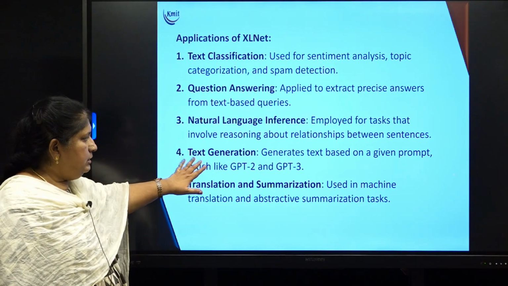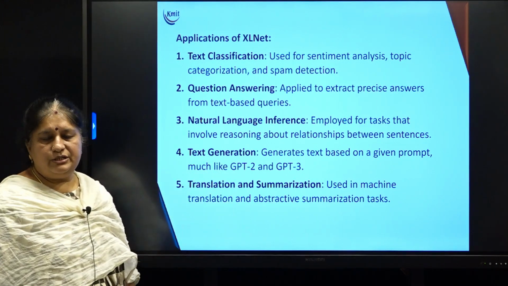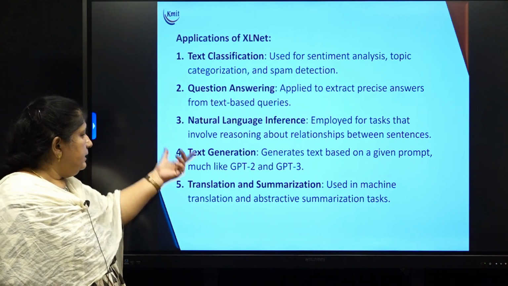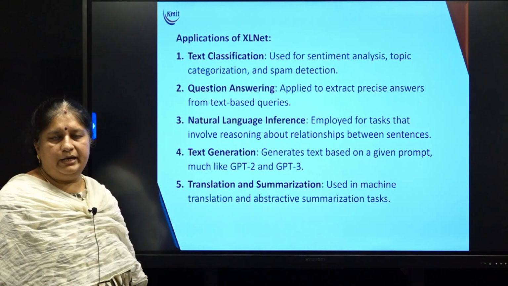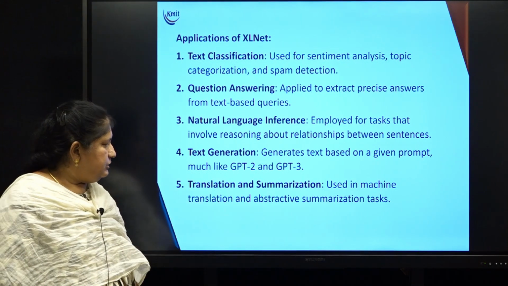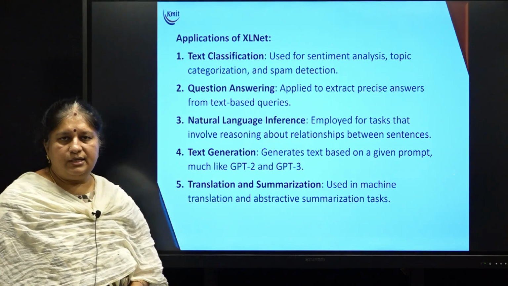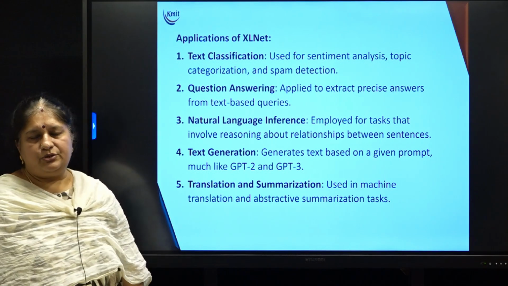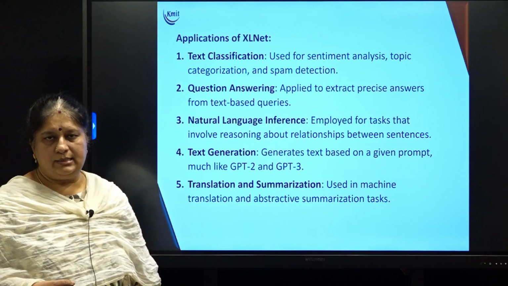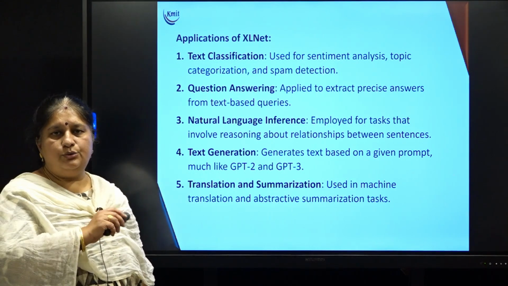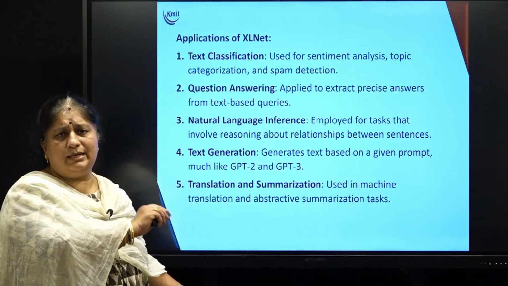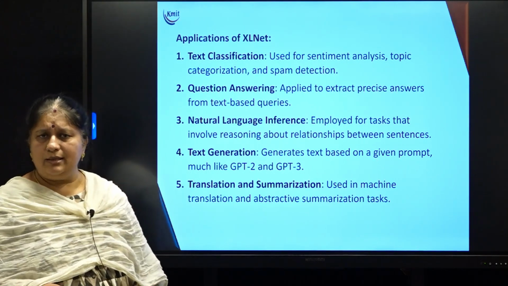Text generation, we have seen the text generation application using the GPT-2 model. Now XLNet can also be used for generating text by giving a prompt. Translation and summarization, we can go for machine translation as well as abstractive summarization tasks. XLNet can give better performance. So XLNet is doing better in these applications, but this is not the only set of applications limited to XLNet.